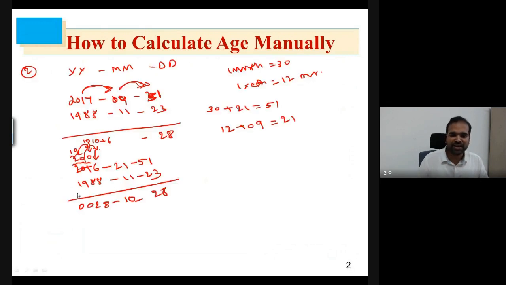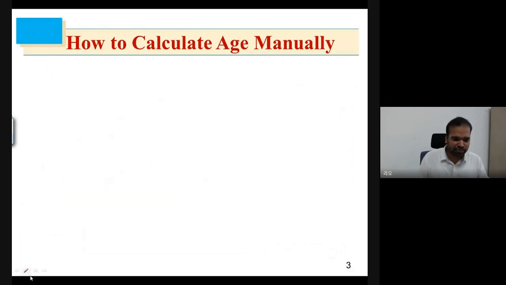Now what is the final answer? So that particular person's age is 28 years, 10 months, 28 days. So if you understand how to borrow from months to date and how to borrow from year to months, then the age calculation is very important. I will discuss one more example and I will stop this concept.